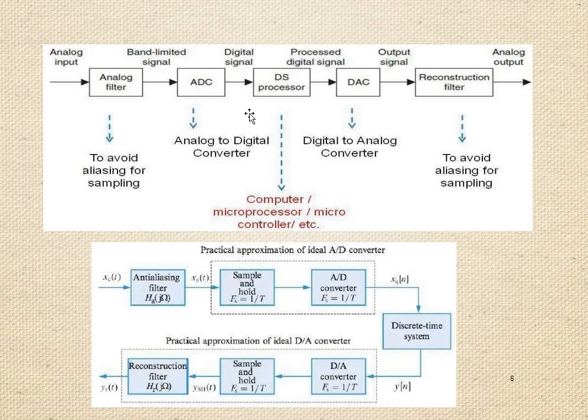Then this digital signal is given to the digital signal processor. The output of the processor, the processed digital signal, is given to the digital to analog converter. Then the output is given to the reconstruction filter, and finally we will get the analog output. So we use a reconstruction filter to avoid aliasing from sampling.